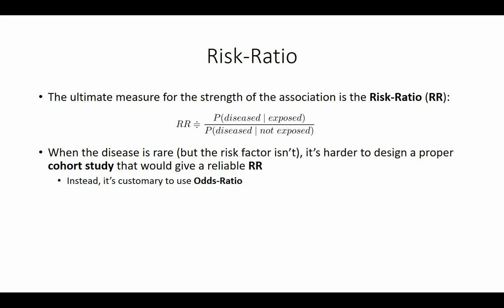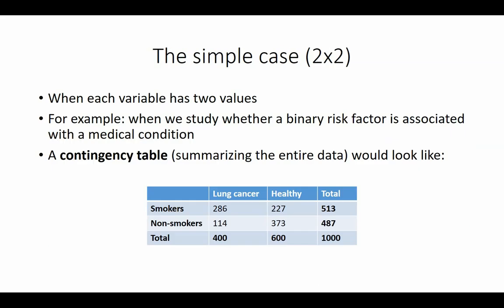So many times what people actually do is go the other way around: collecting patients that have the disease and patients that don't have the disease, and then checking for them whether they have the risk factor or not. If you look at this example, you can see that this seems to be what's going on here. We have exactly 400 lung cancer patients, and exactly 600 healthy patients. So this suggests that this is actually the way they were collected.